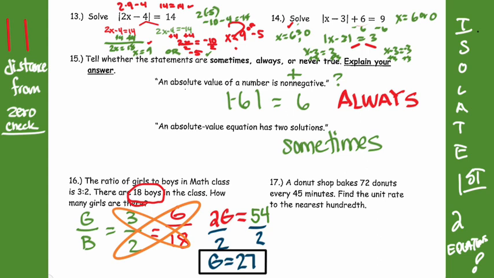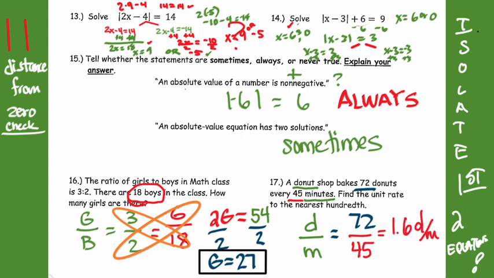On 17, it's also a ratio of donuts per minute. Donuts per minute. And I know it's 72 donuts in 45 minutes. And then I just divide because we want to know how many donuts per minute. And I get 1.6 donuts per minute.